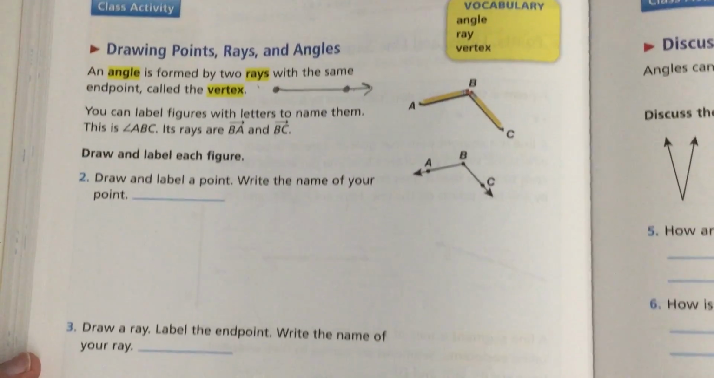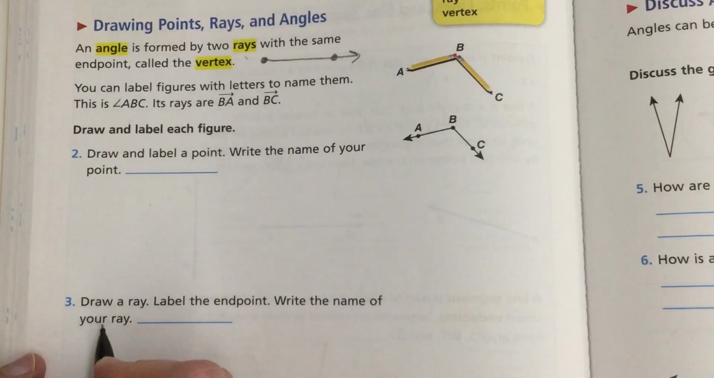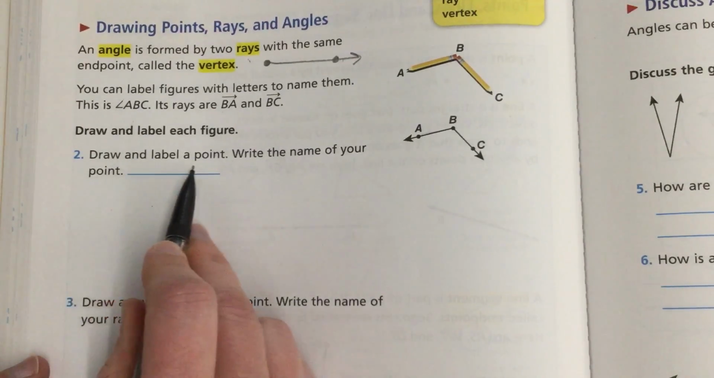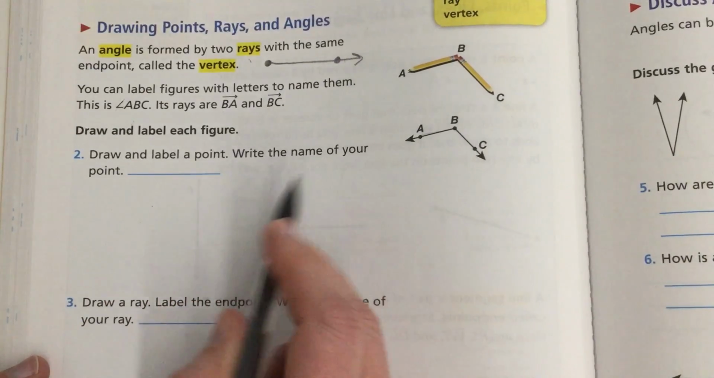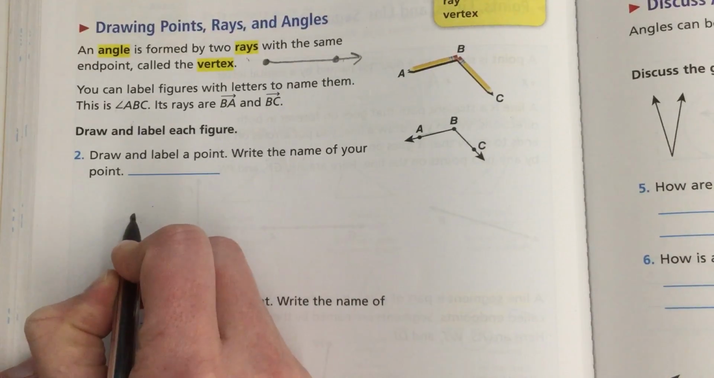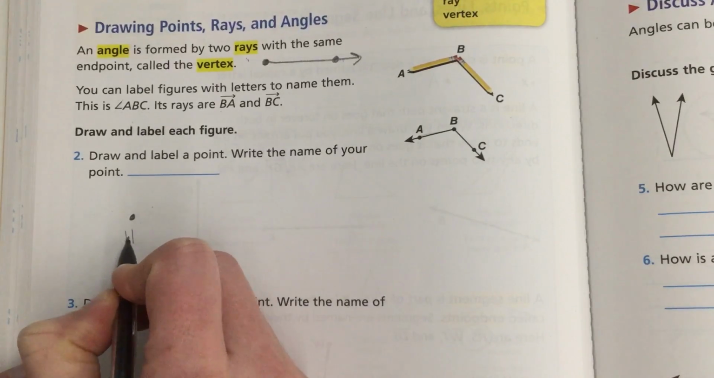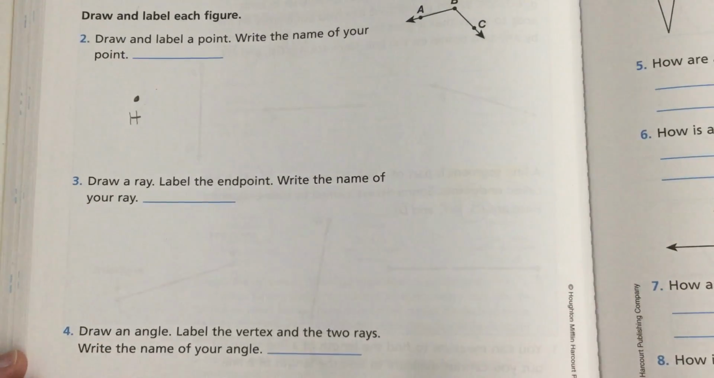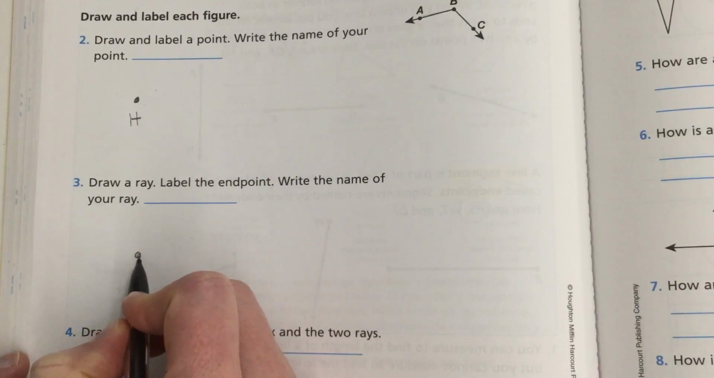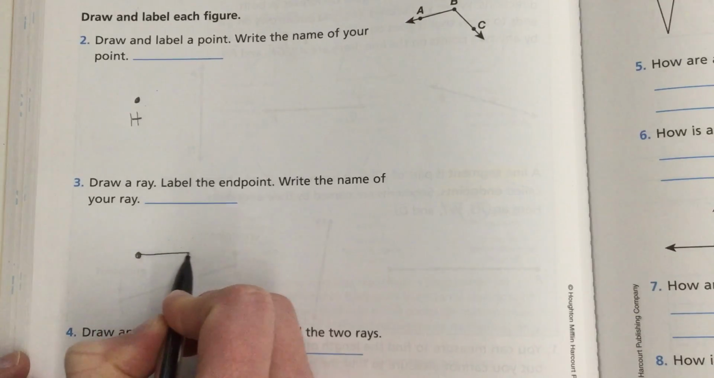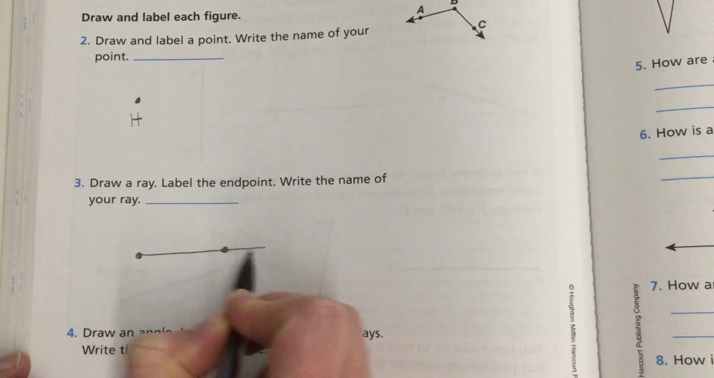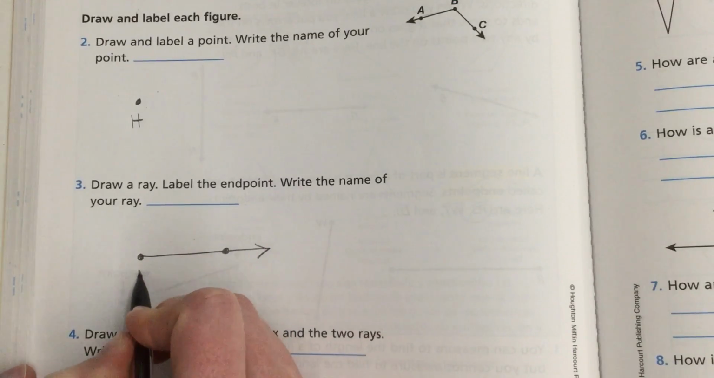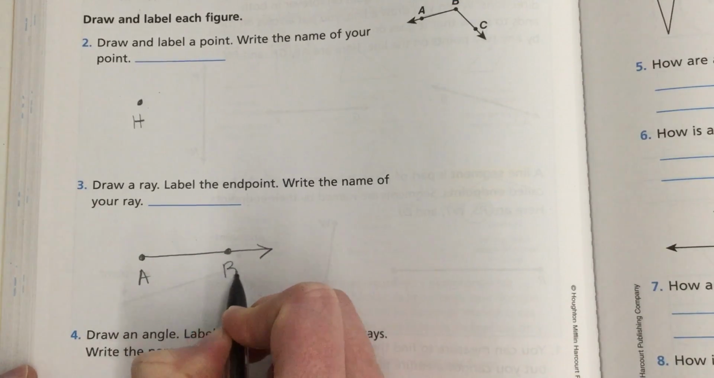So here's a problem that I'll do in my math book. You can do it along with me, but your assignment today is going to be on Clever. Draw and label a point. Write the name of your point. So I'm going to make my point H, I think. All right, draw a ray, label the end point. Okay, I remember that a ray has an end point. There's another point along it, and then the arrow keeps going. I think I'll label my ray A, B.